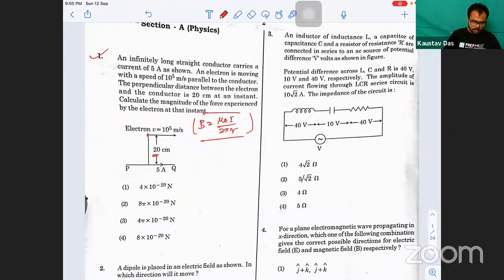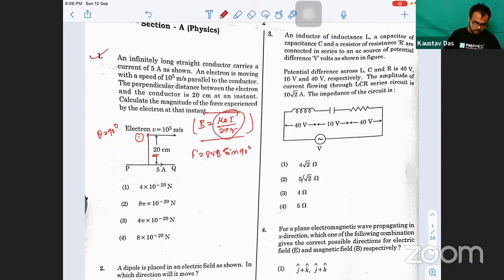Once you find the value of B, you can understand that B is going to be perpendicularly outward if you apply the right hand thumb rule, and the direction of current is towards the positive x-axis direction. So the angle theta between the magnetic field and the direction of movement of the charged particle, which is an electron, is 90 degrees. From the Lorentz force expression, the force is going to be q v B sine 90 degree, placing the value of B as mu0 I by 2 pi r.